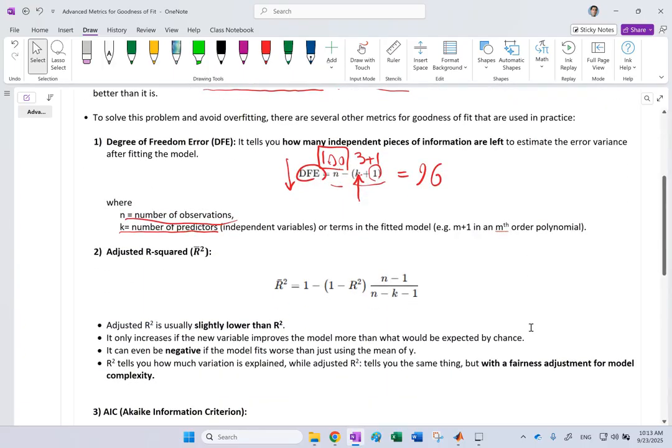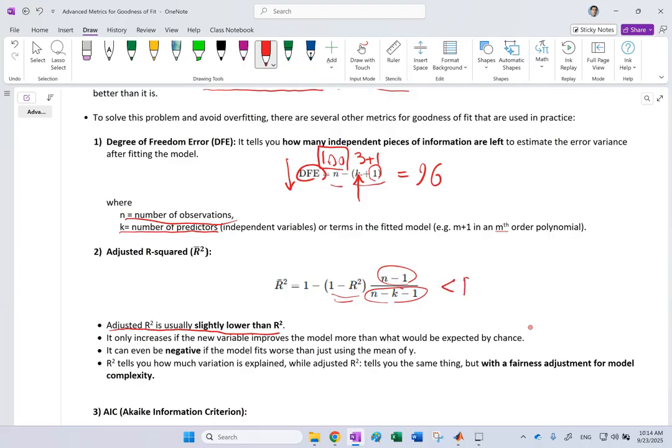But if you look at adjusted R squared, which is a little bit more sophisticated, this is quite interesting. So what is this one? This one is 1 minus R squared, but times n minus 1 divided by n minus k minus 1. And now the thing is this. First of all, you can show that for the same n and for the same k, this is always a little bit smaller than the actual R squared.